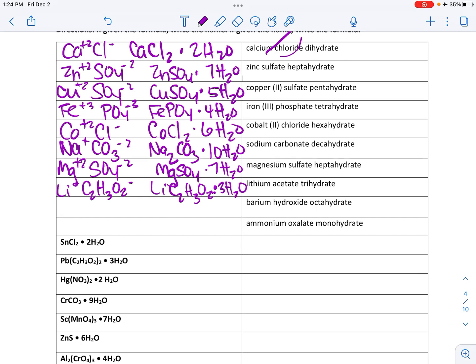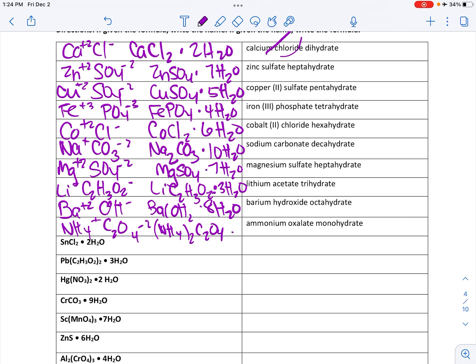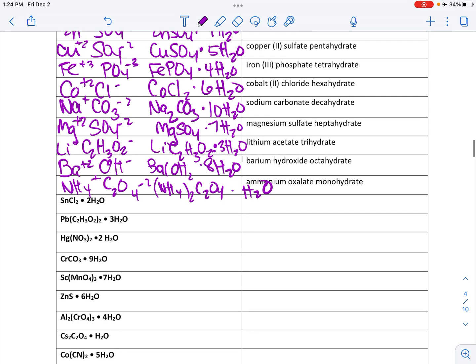You don't do that. Barium +2, hydroxide -1, so Ba(OH) taken twice, 8H2O. Ammonium is NH4 +1, oxalate, C2O4 -2, so that's NH4 taken twice, C2O4.H2O. Could you write 1H2O? Yes, but you usually don't.